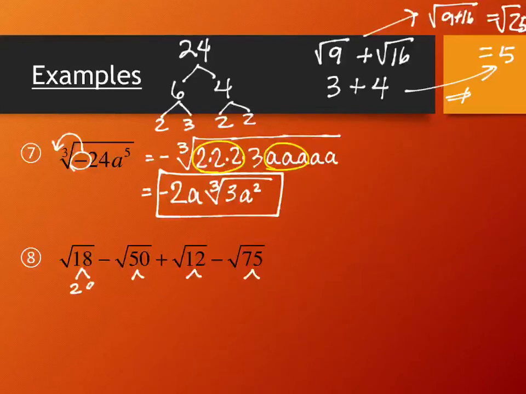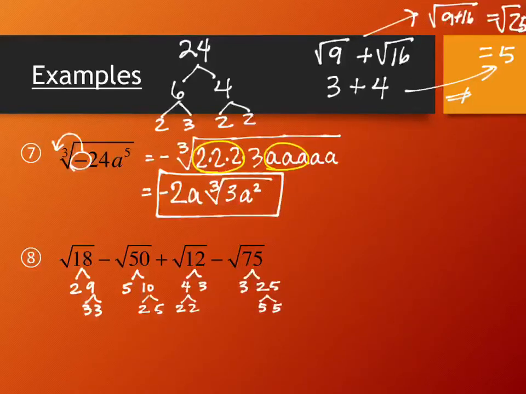2 and 9, and 9 would be 3 and 3. What divides 50? 5 and 10. 5's prime, so 10 becomes 2 and 5. How about 12? 3 and 4, 4 and 3. 3's prime, 4 is 2 and 2. 75. 3 and 25, and 25 is 5 and 5.